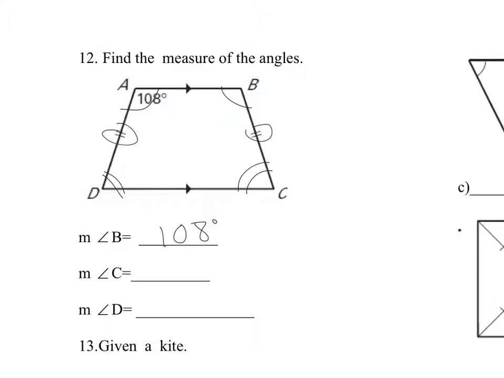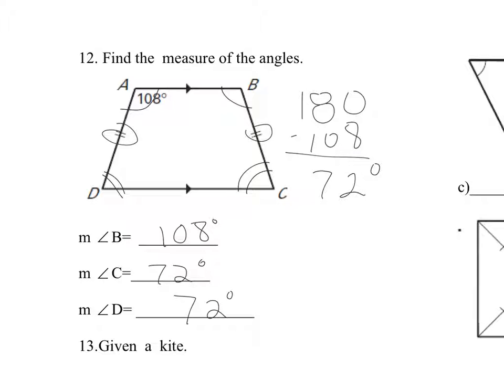108. Now, to get C and D, you could add them up and subtract from 360, but because it's a quadrilateral and all four angles have to add to 360, the angle from the top and one from the bottom will actually be supplementary. So you could do this easier by simply doing 180 minus 108, which is 72. And that'll be true for C and D.